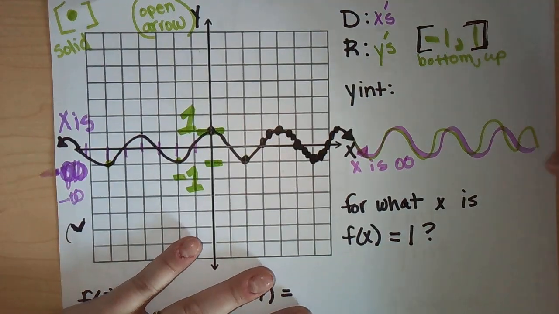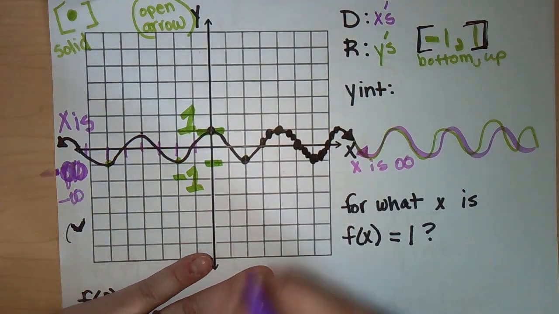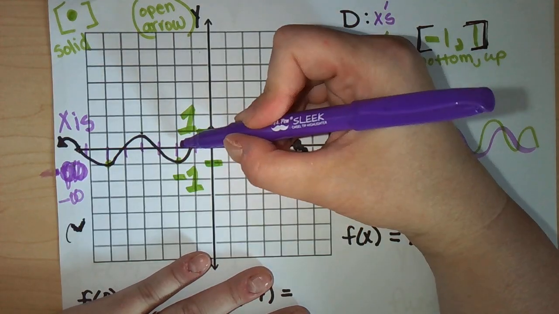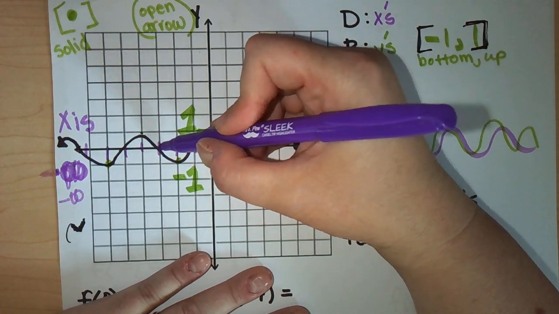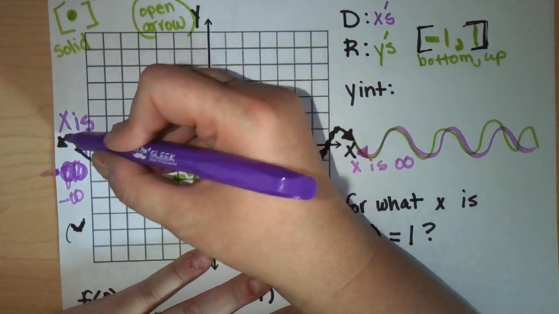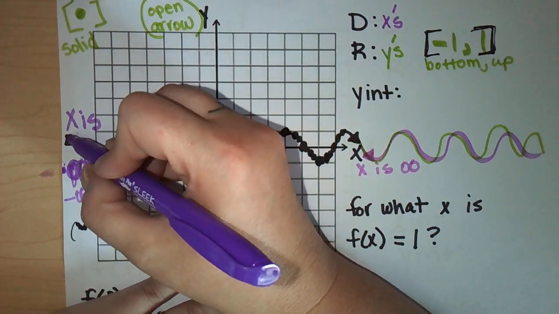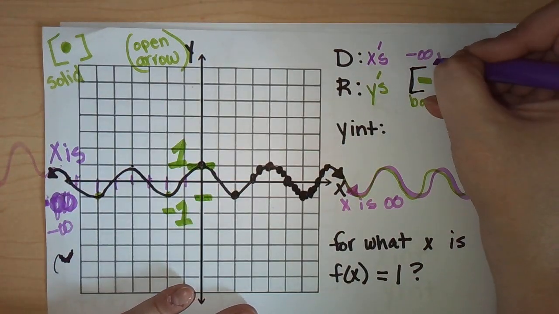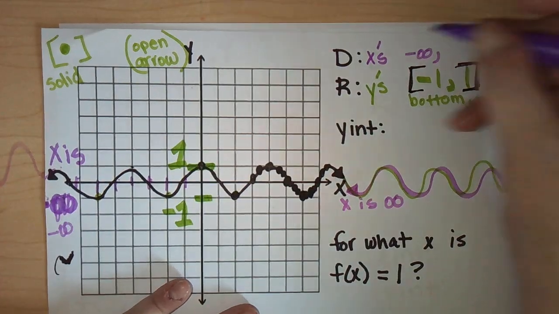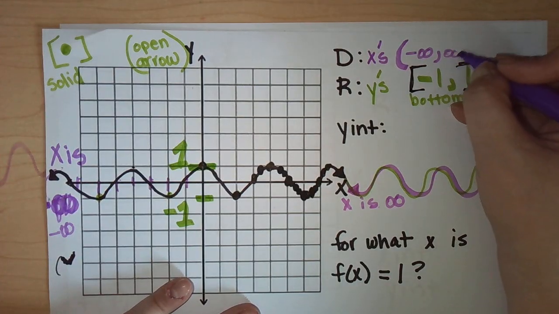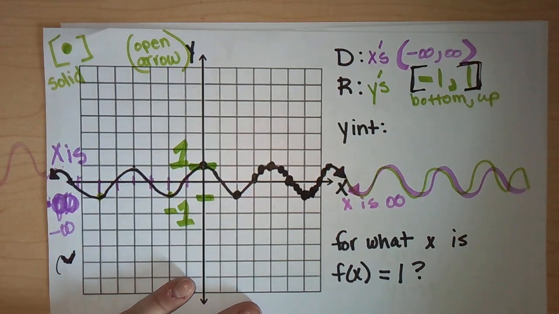Okay, let's write our domain now. The smallest x value, is it this -1 on the solid curve? Nope. What about here? -2? Nope. What about here? -3? Nope. Because this is going to keep going on and on forever. So negative infinity. Remember, infinities, you hug it with a parentheses. The biggest x value is positive infinity, and you hug it with a parentheses.